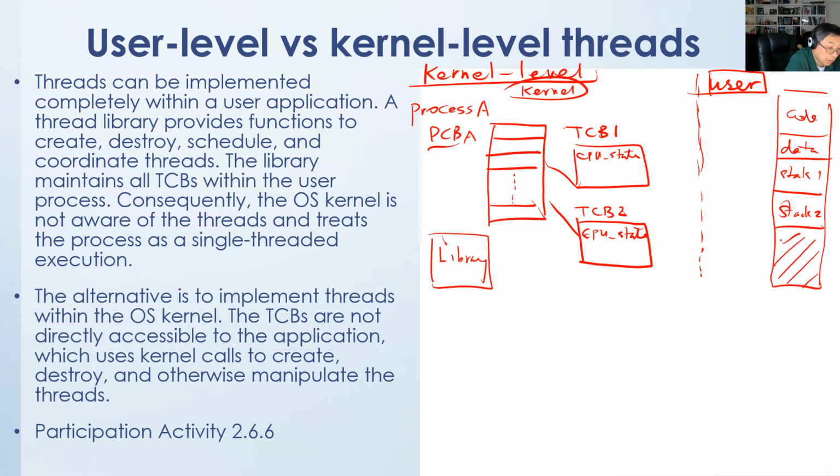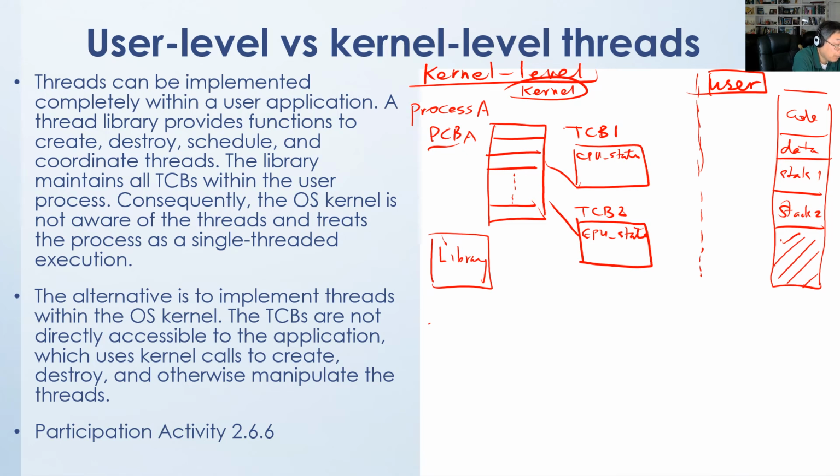Now that's the major difference, because the thread control block is implemented in the kernel level. The CPU is aware of the multi-threading for process A. Now that's the difference.